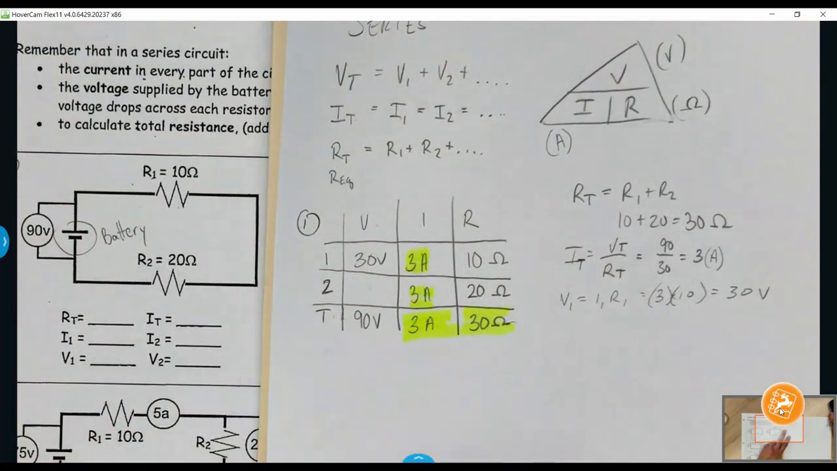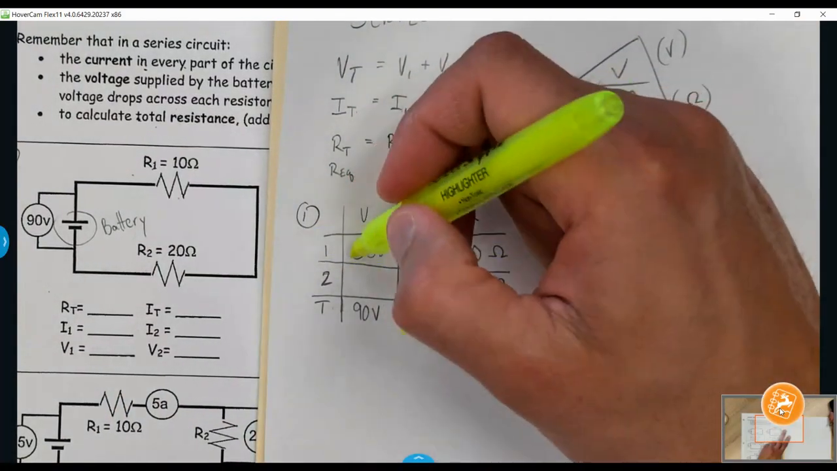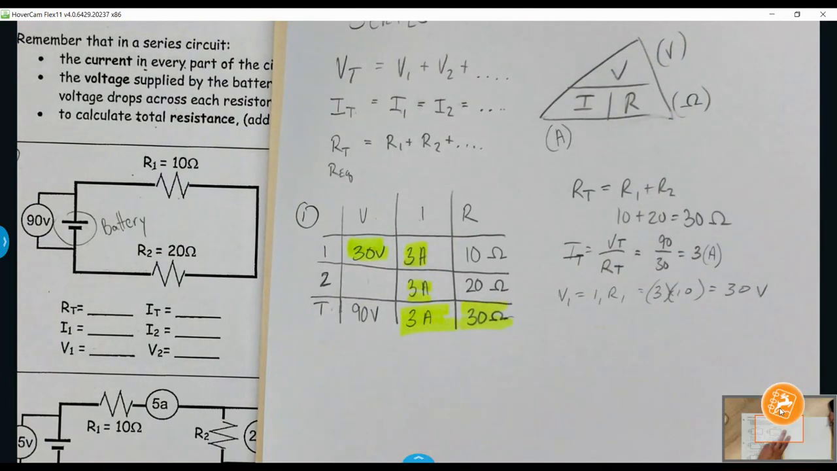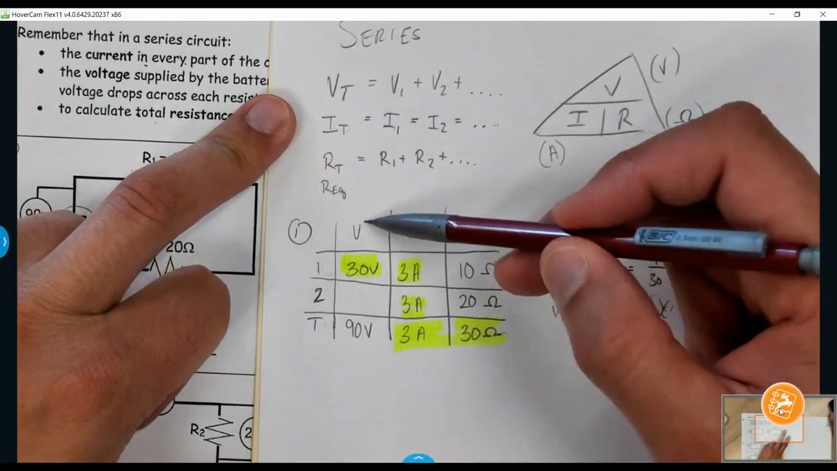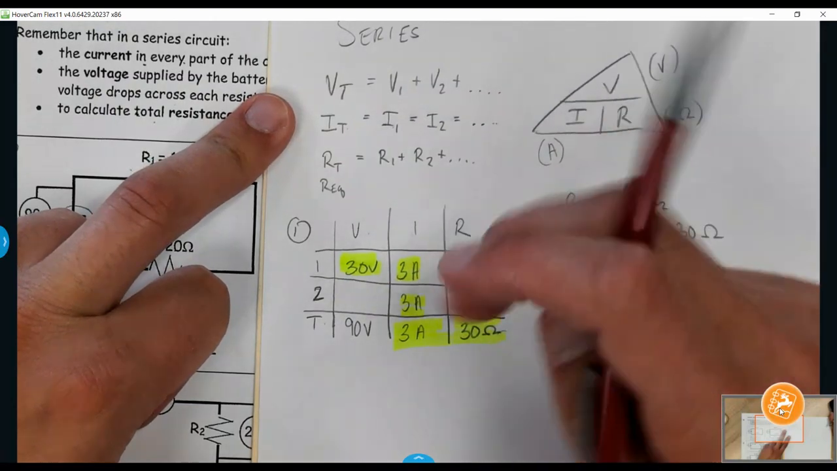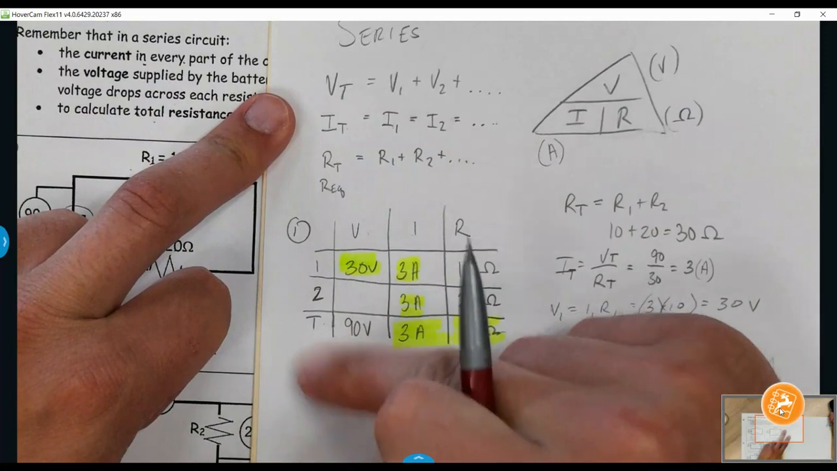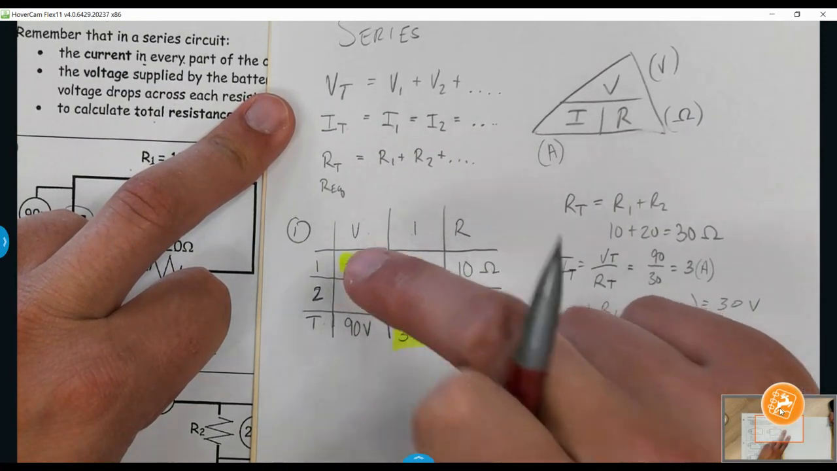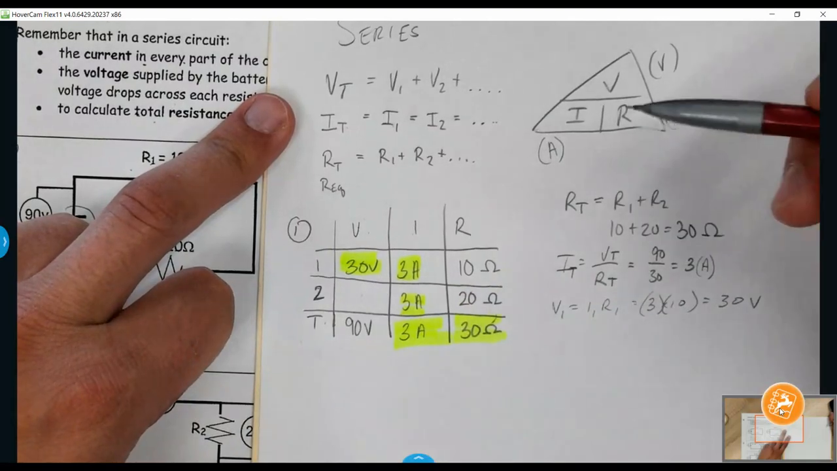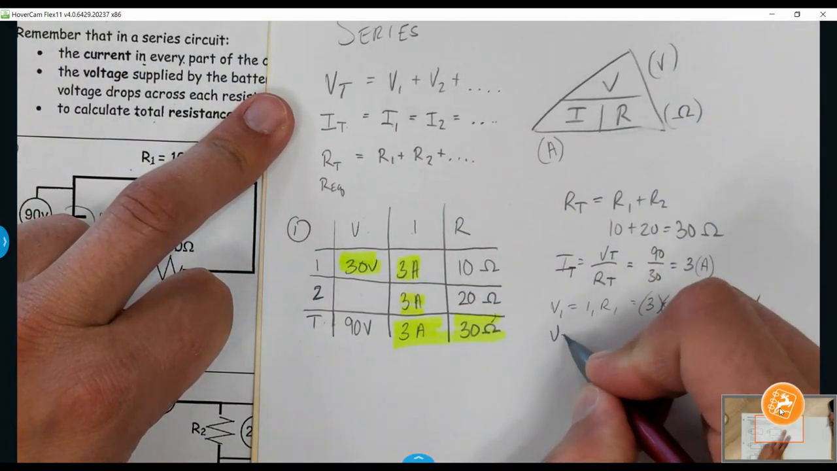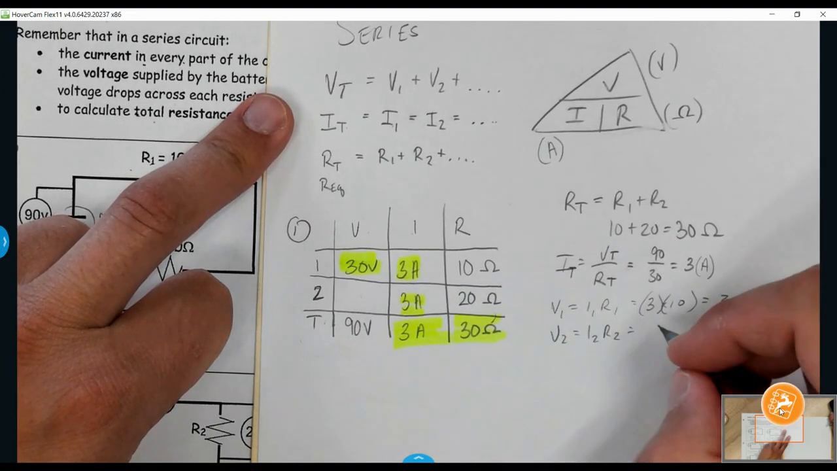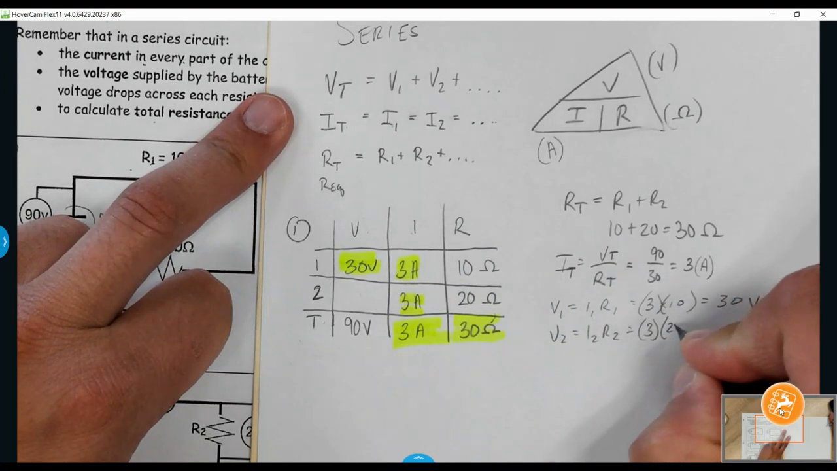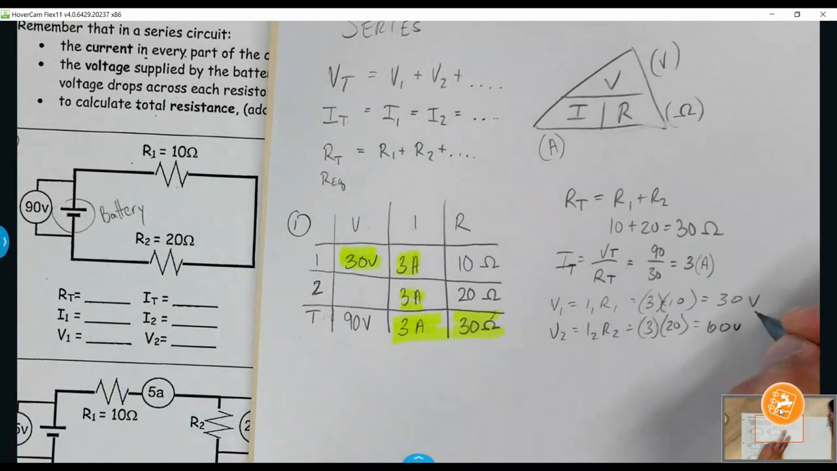Now you can do this next one 2 different ways. If you know that the total voltage is V1 plus V2, I already know what the total is, so I could do 90 minus 30 and figure out that it is 60. Or, using the triangle, I times R, I2 times R2, 3 times 20, and that is 60 volts.